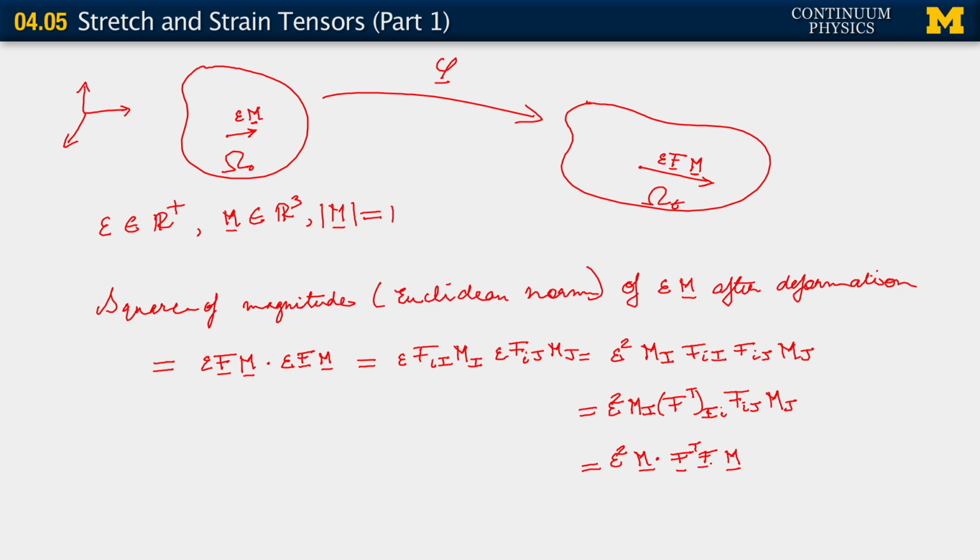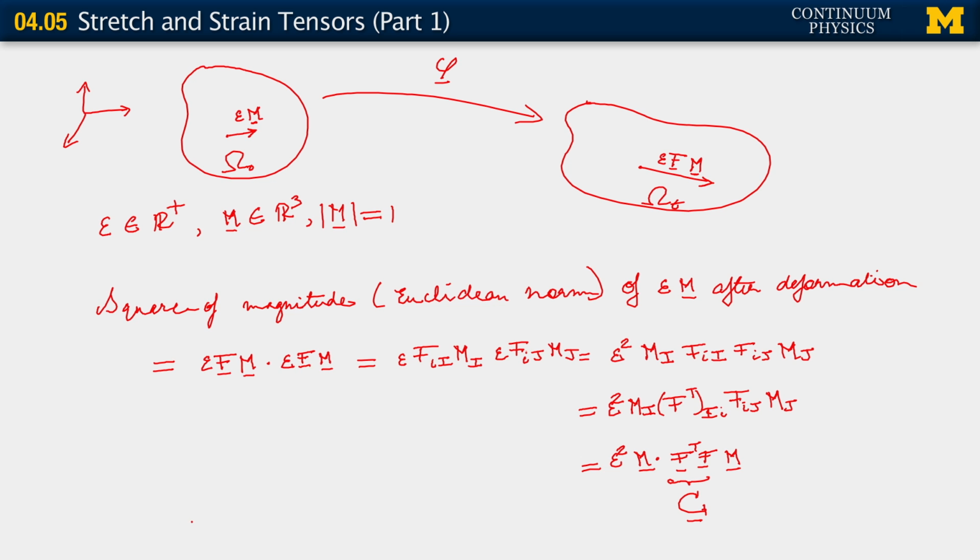Now, in the process of doing this, we've introduced a new tensor, or at least we're going to use a new label for it. We're going to henceforth label F transpose F as a tensor C. Now, what is the effect of C? What C has done is that it has essentially taken the undeformed vector epsilon m. C acts upon epsilon m, and then after dotting it again from the left by epsilon m, we're left with the square of the magnitude of the deformed vector.